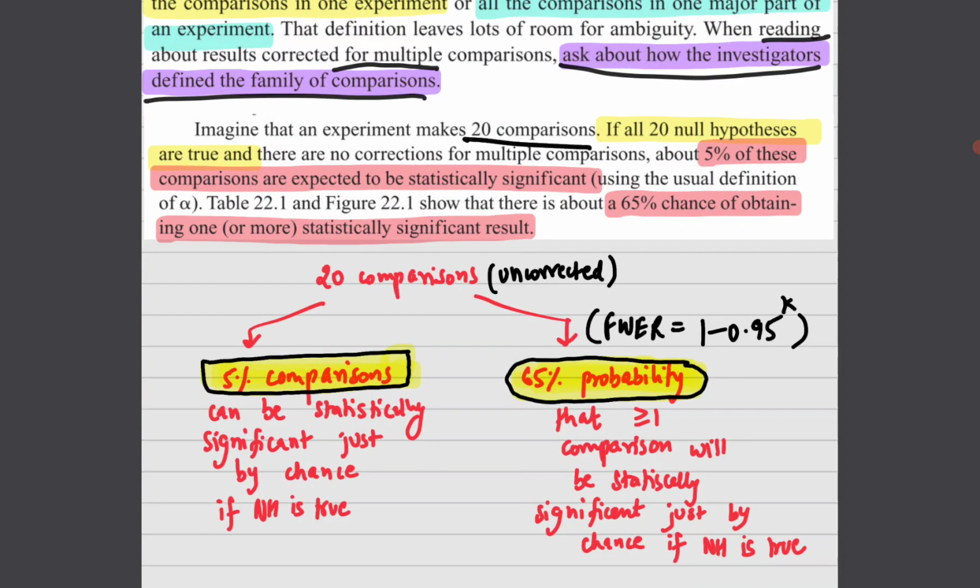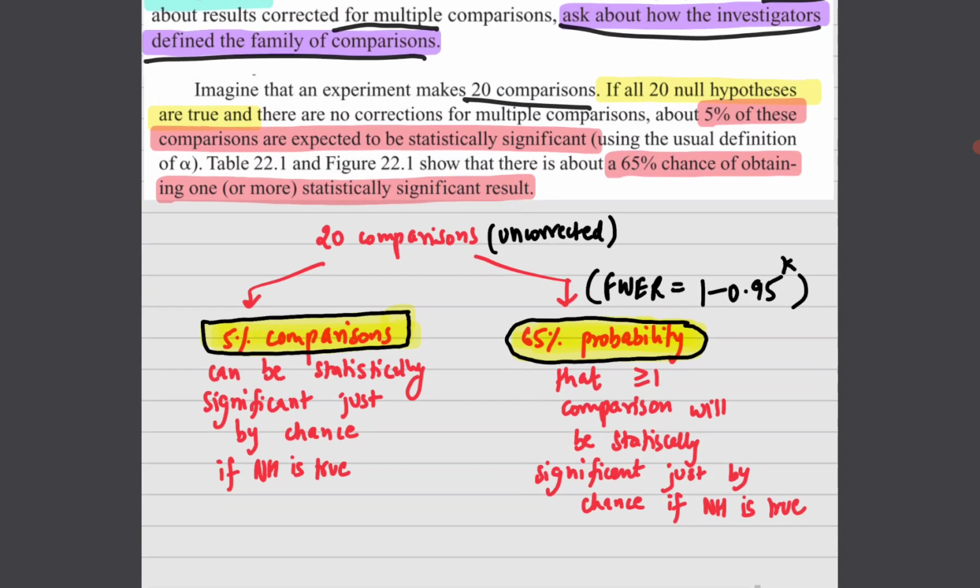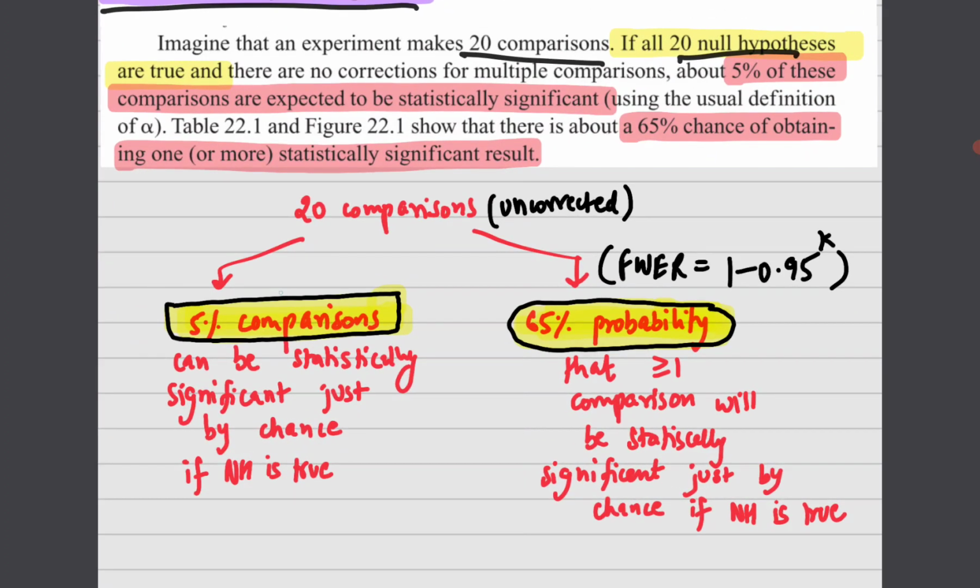Imagine you have made 20 comparisons. This is an exercise for you. Try to pause the video and see how you will interpret this case. Let's say you have 20 comparisons, and let's assume all the 20 null hypotheses are true, and for all these 20 comparisons the significance level is 5%. Then how to interpret this 5%? The interpretation of 5% is that 5% of these 20 comparisons can be statistically significant just by chance, even if the null hypothesis is true. Then pause the video and calculate the FWER for 20 comparisons.